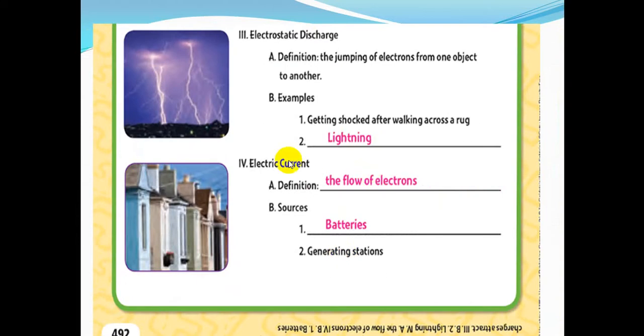3. Electrostatic discharge. A. The definition: the jumping of electrons from one object to another object with the opposite charge. B. Examples of this electrostatic discharge, like what? Getting shocked after walking across a rug, and lightning is the second example. Number 4, electric current. The definition of electric current is the flow of electrons in a path, and the sources of this electric current are the batteries and generating stations.